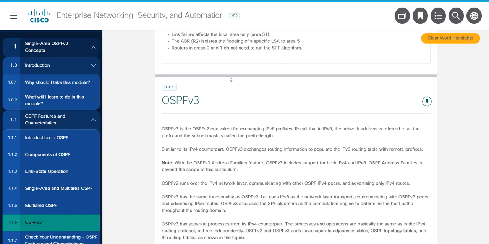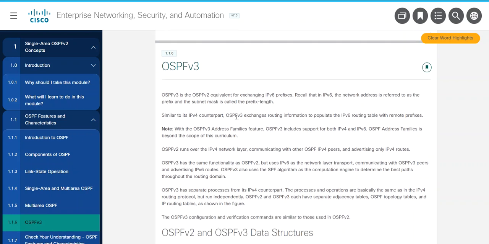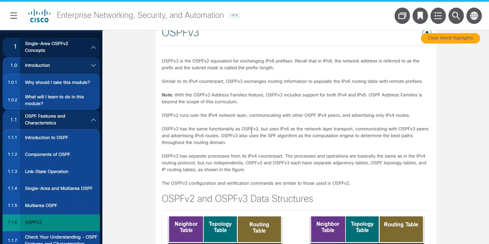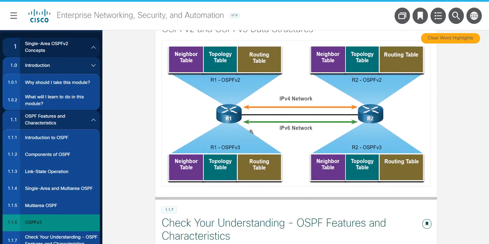Now, you can have OSPF version 2 or 3. OSPF version 2 is IPv4. OSPF version 3 is IPv6. Can you have both? Yes. OSPF version 2 communicates with other OSPF version 2 devices. OSPF version 3 devices communicate with other OSPF version 3. So, in other words, IPv4 communicates with other IPv4 devices. IPv6 communicates with other IPv6 devices. So you can have those both running, okay? Both running on the same devices.